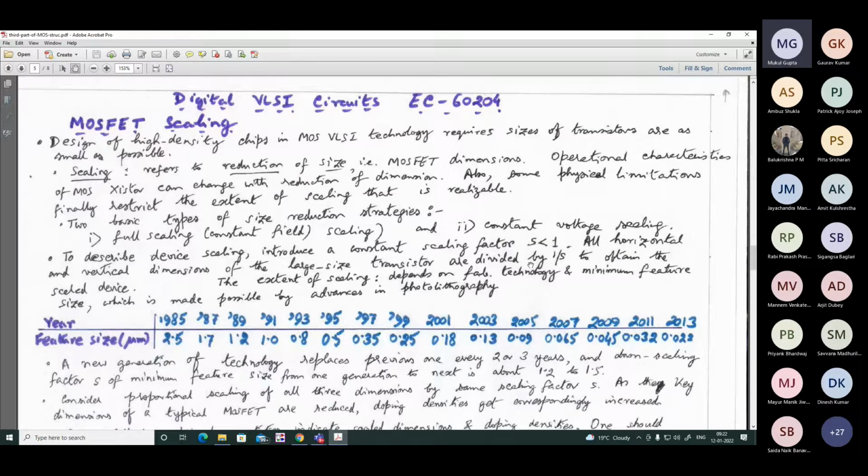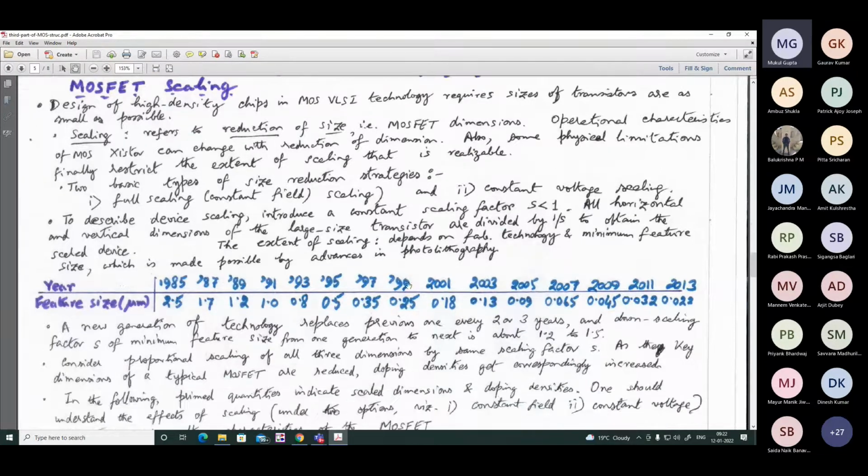Anyway, that doesn't matter. You know that the dimensions are going down. So all the horizontal and vertical dimensions of the large size transistor are divided by 1 by S. If it has to divide by 1 by S, then S should be greater than 1. Sorry for that. Please make the correction. S should be greater than 1 to obtain the scaled device. The extent of scaling depends on the fabrication technology and minimum feature size.